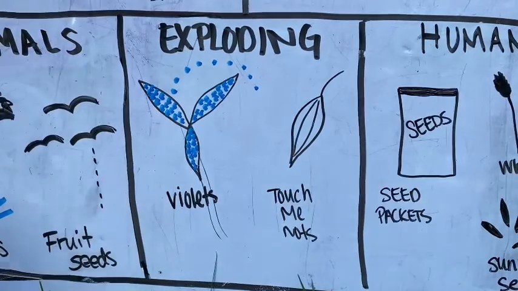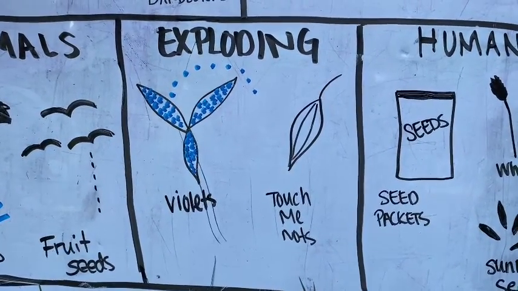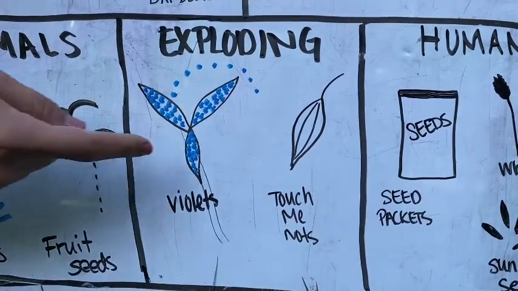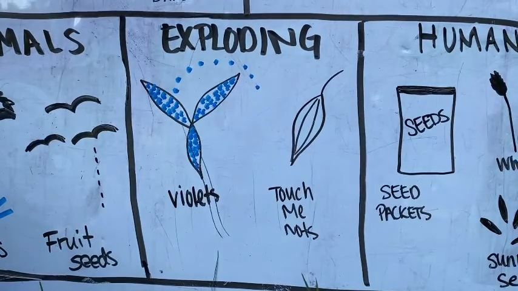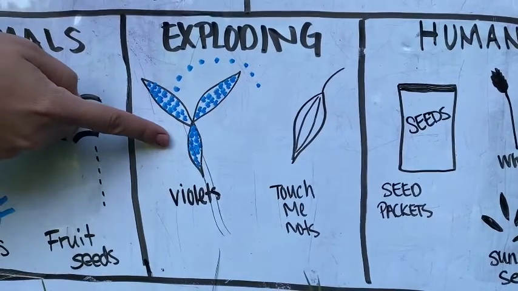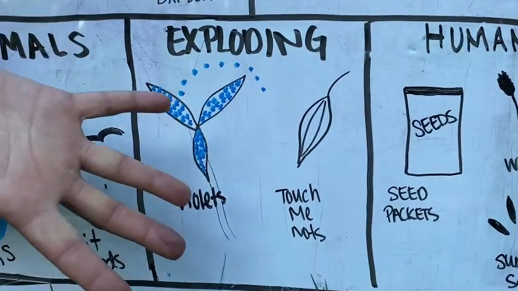Our next category is a very exciting one. There are a few different plants that have developed for their seeds to explode out of them when they're ready. Violets are a great example. Their seeds are stored inside and they open up like a little mouth.